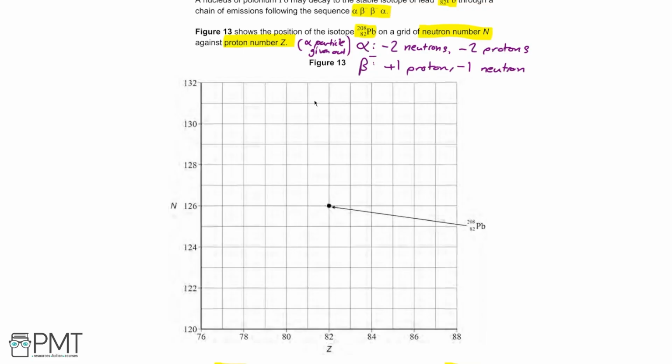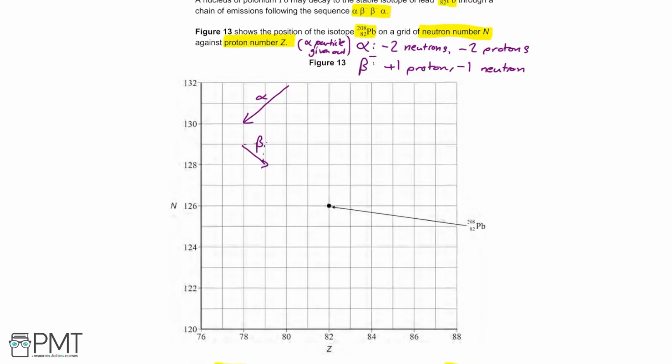Therefore, on the diagram, an alpha particle being released will look something like this, since the proton number must decrease by 2, and also the neutron number must decrease by 2. Also, for a beta minus decay, we have that the number of protons must increase by 1, and then the number of neutrons must decrease by 1, so the overall arrow looks like this for a beta.